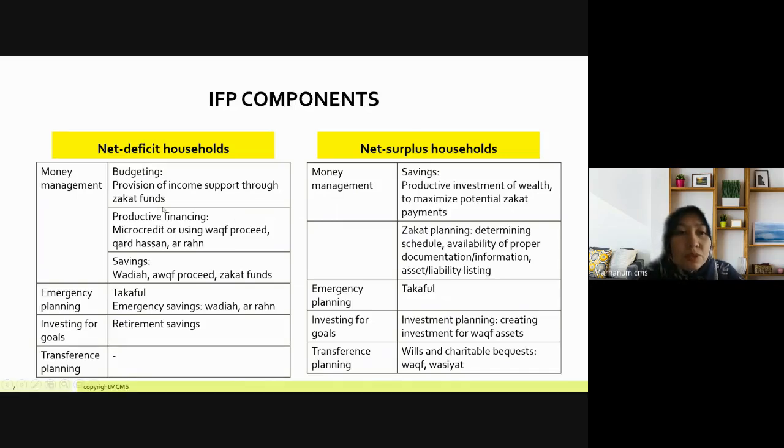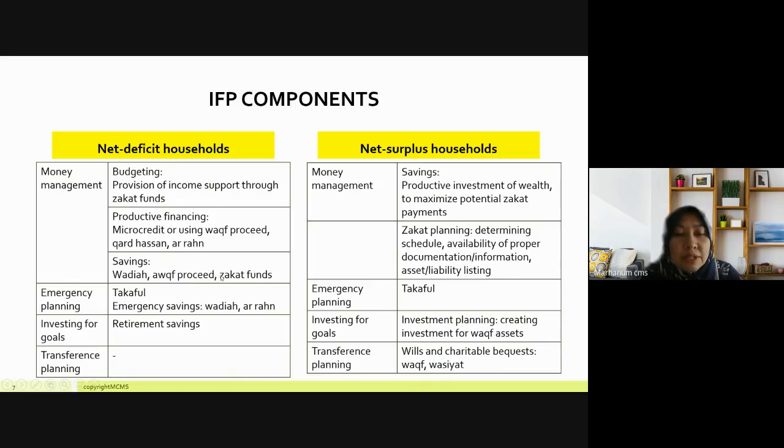Okay, so in terms of money management, they have to manage money differently between these groups. Basically they receive budget. Their income is from zakat, from sadaqah. And then maybe they can receive incomes from financings, micro financings. And then from the incomes they make savings in wadiah, or they can save from the awqaf proceeds, meaning the benefits from the waqaf property.